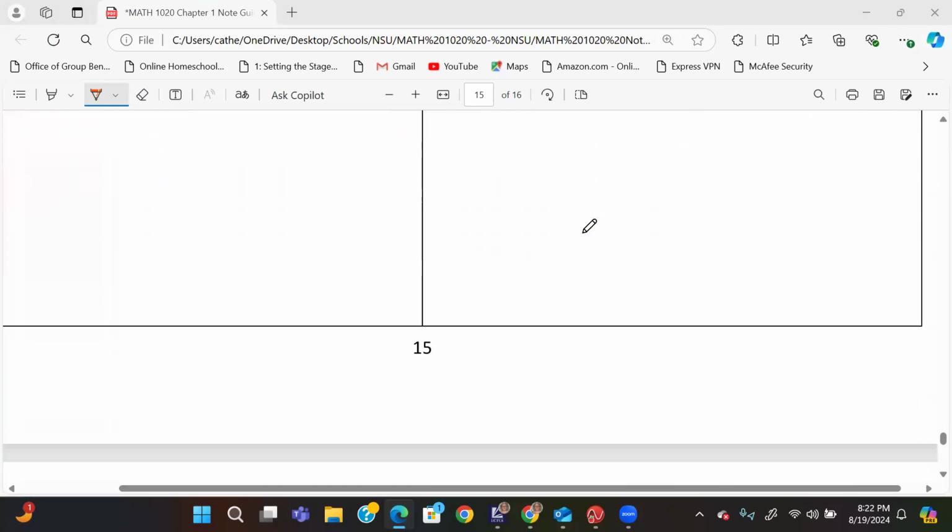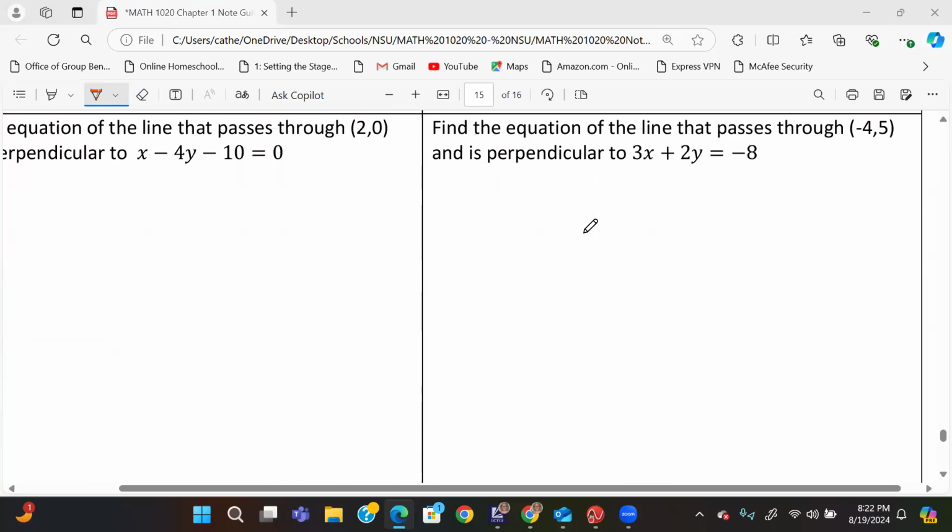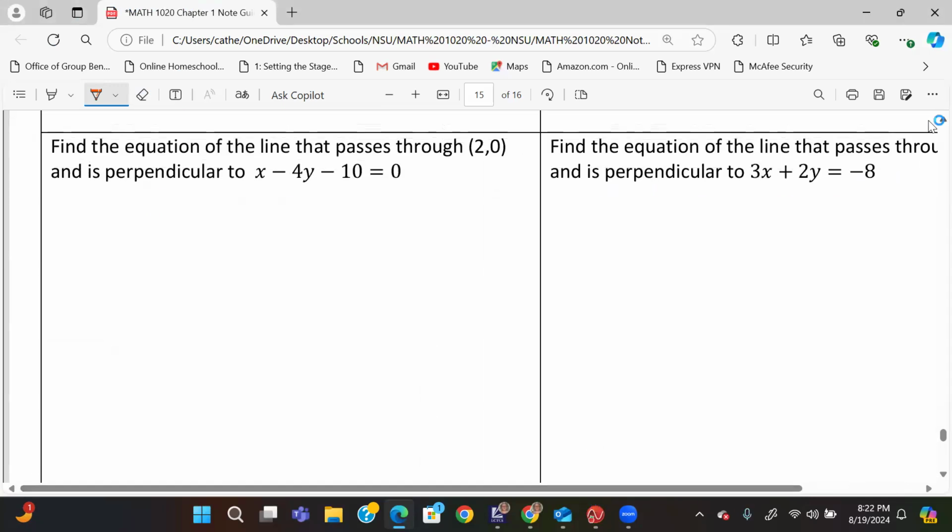Maybe I think we just have 2 more. Oh, we don't. This is probably the longest section we have in this class. All right. So this one is perpendicular to the line.